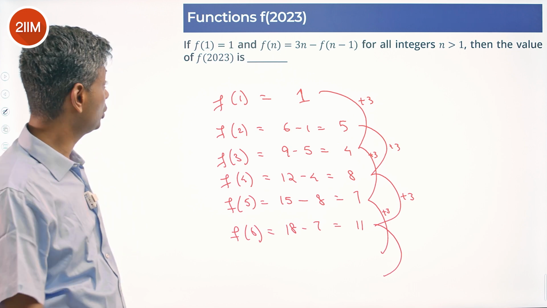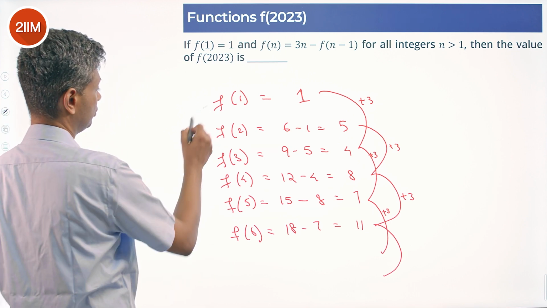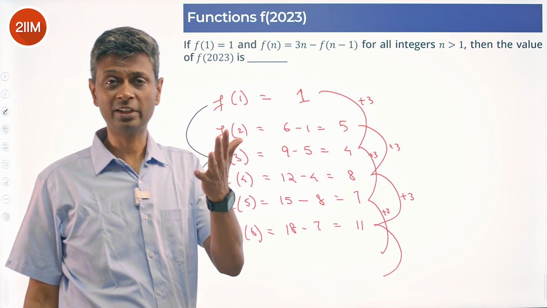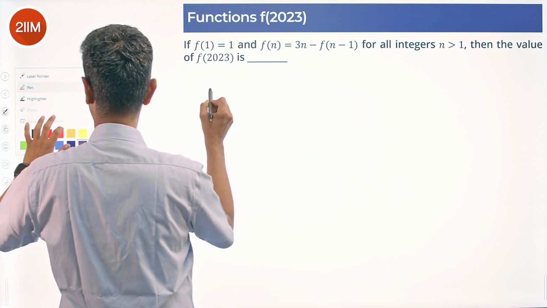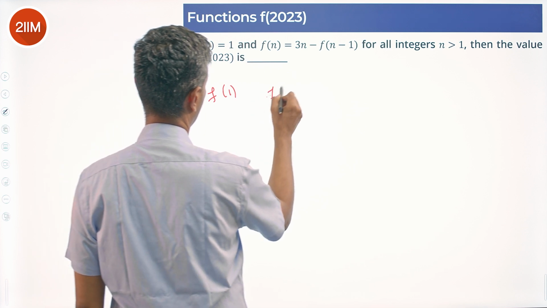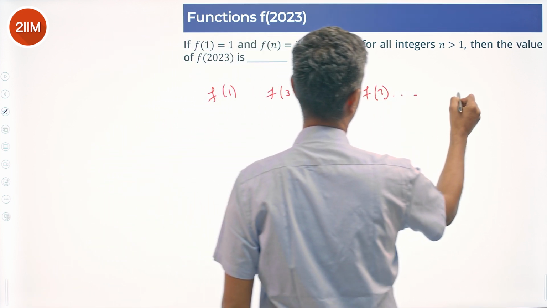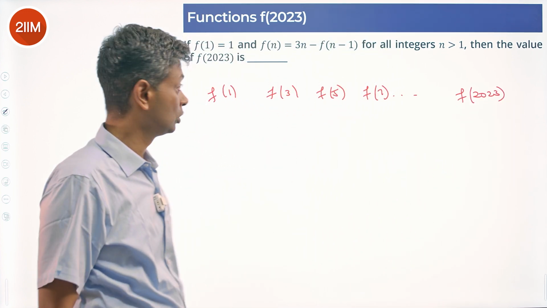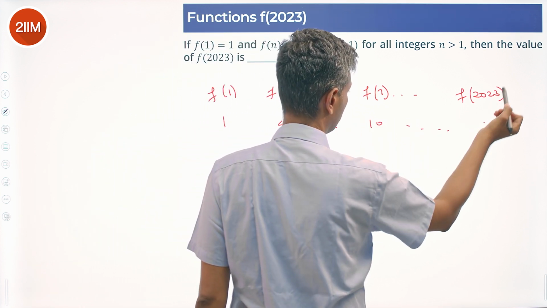Now we need to find F of 2023. F of 2023 will be part of the odd term sequence, F1, F3, F5, F7, F9, that sequence. So we say, hey, f of 1, f of 3, f of 5, f of 7, up to f of 2023 is an AP. This term is 1, 4, 7, 10. What is this term?